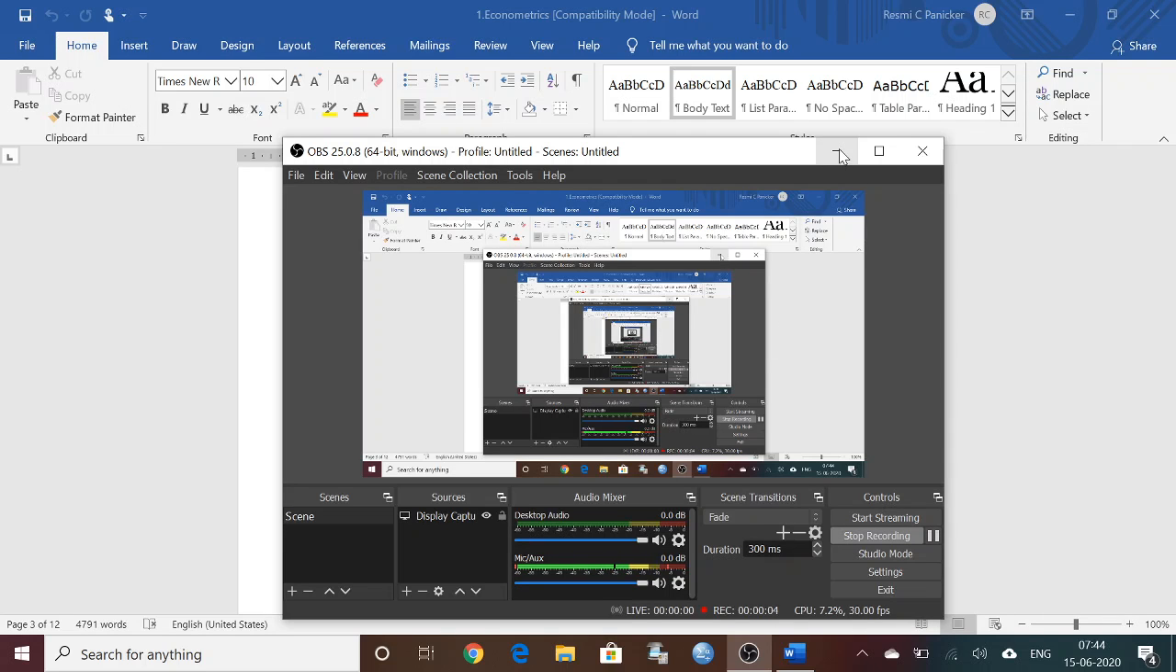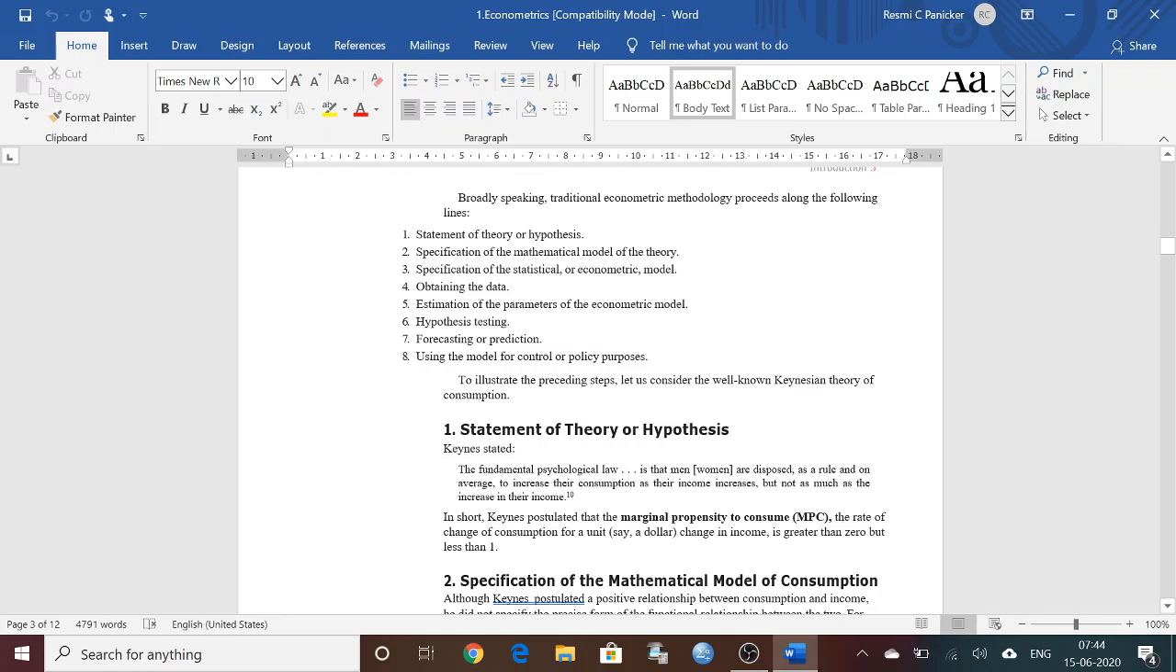Today I am going to discuss the methodology of econometrics. As we discussed earlier, there are 8 steps involved in this methodology. So I will tell you all the steps with an example.